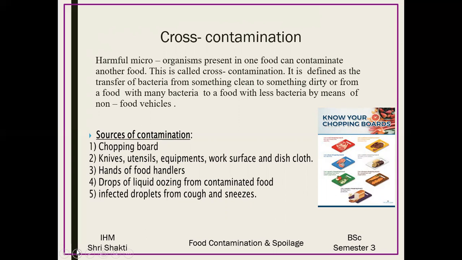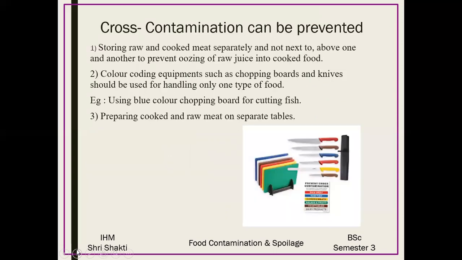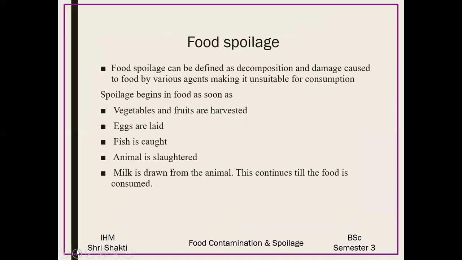So what is the preventive measure? Use color-coded chopping boards, color-coded knives, color-coded labels: green for vegetables, white for dairy products, blue for seafood, red for meat, yellow for chicken, brown for ready-to-eat products. So use different color chopping boards, use color-coded labels, and store it separately. By doing this, you can prevent cross-contamination.